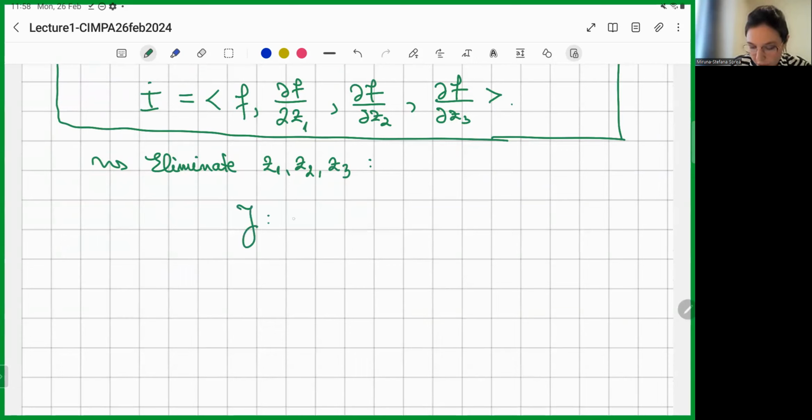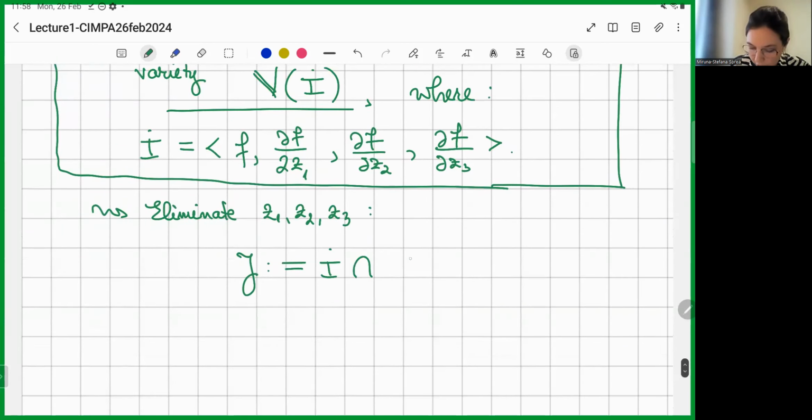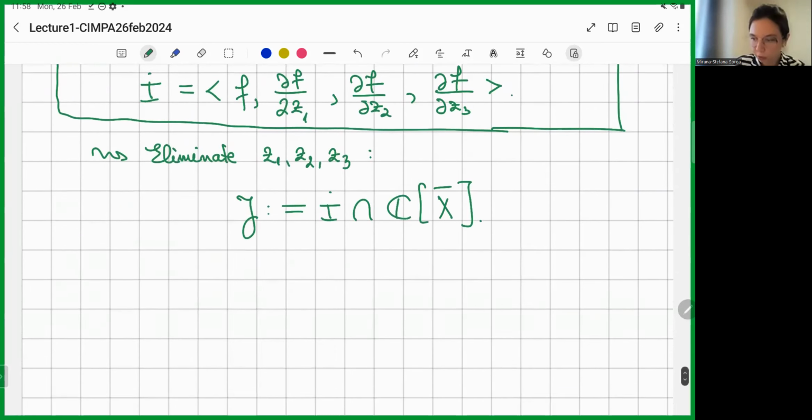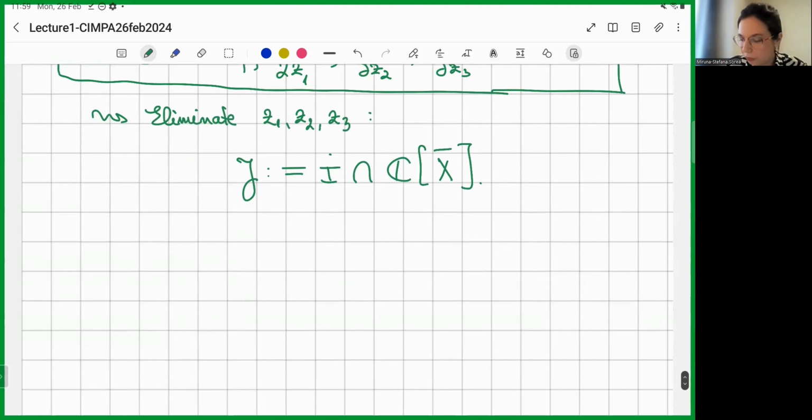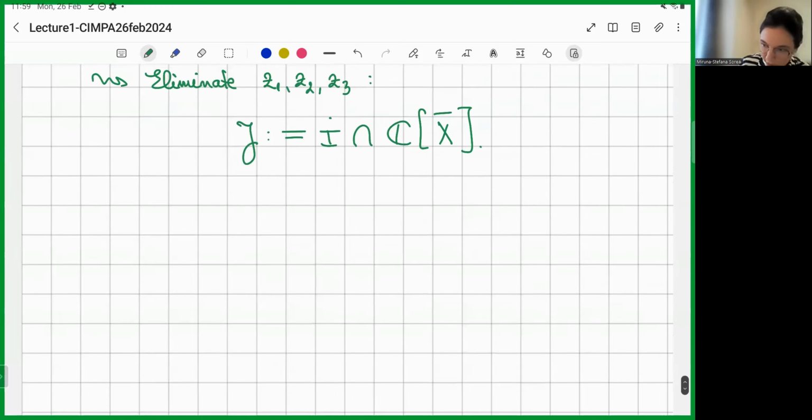So we consider the elimination ideal J, which will be this previous ideal intersected with C of the variables, only the variables x. And what is interesting is that once we learn how this works in practice with Macaulay2, you can do this effectively. But now I will give you the answer, because I think it's a very interesting object. It's nice to meet it.